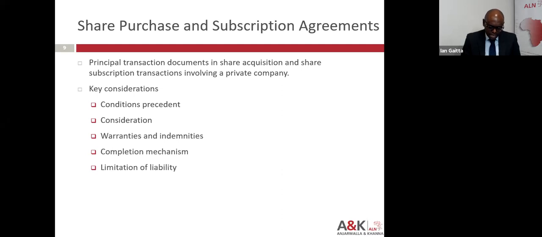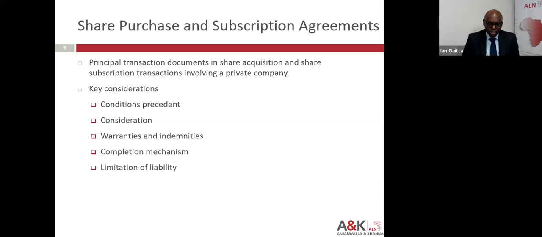But in terms of the key commercial provisions and key terms, they are broadly similar. And so we will now turn to looking at some of the key considerations that should be on top of your minds as you're structuring and negotiating your share purchase or subscription agreements. Some of the key considerations will be with respect to the conditions precedent to the agreements becoming effective, and also to the completion of the equity investment.